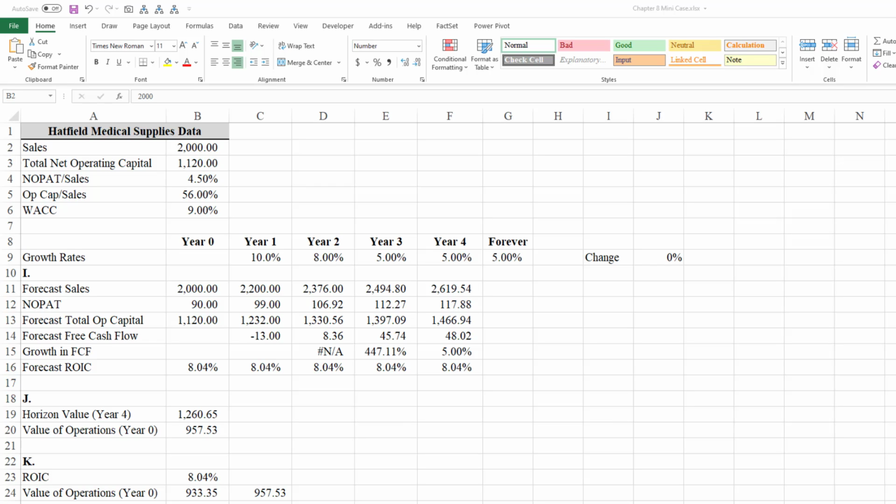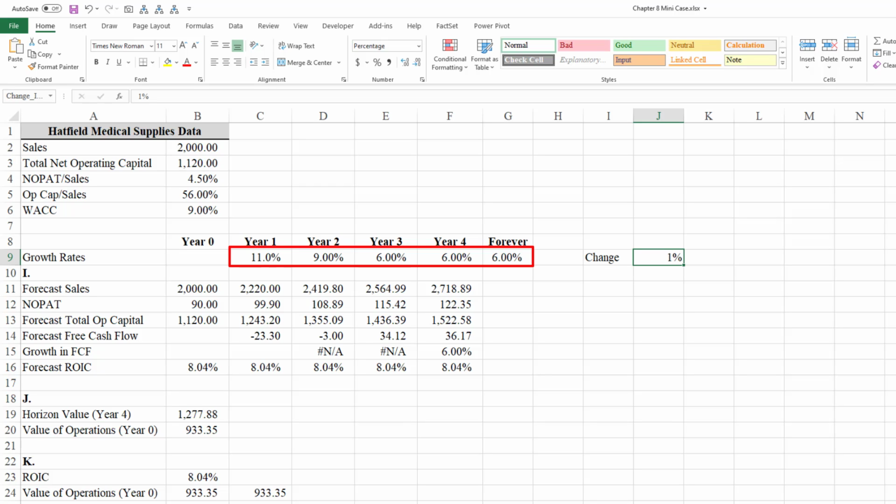So what we're going to do is we're going to change each of our growth rates by 1%. So let me do that. And you notice when we do exactly the same calculations that we did before, the value of operations actually goes down.